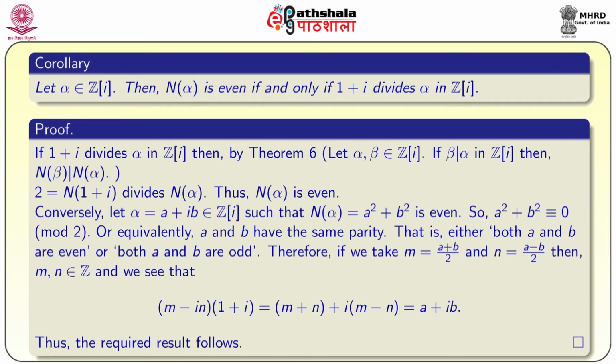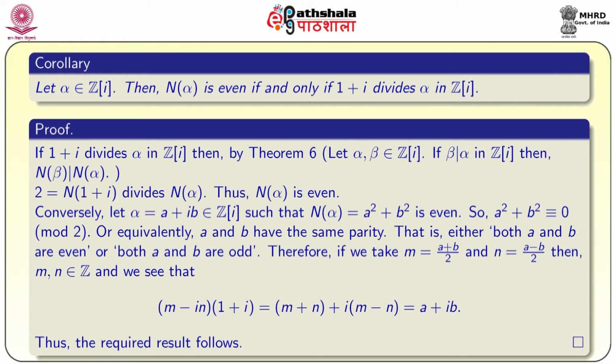Therefore, we take m equal to (a plus b) by 2 and n equal to (a minus b) by 2, then m, n belong to Z. It is because both a and b are even or both are odd. So, (a plus b) by 2 is an integer, (a minus b) by 2 is an integer, that is why m and n belong to Z. And we see that (m minus n i) into (1 plus i), by the definition of multiplication of Gaussian integers, is equal to (m plus n) plus i times (m minus n), which is equal to a plus ib itself.